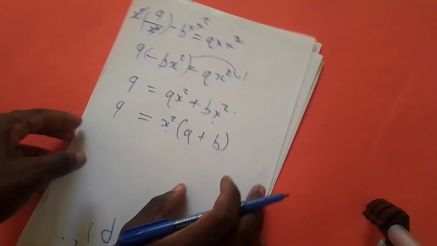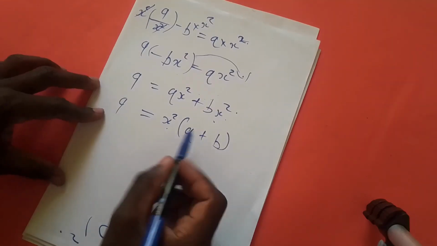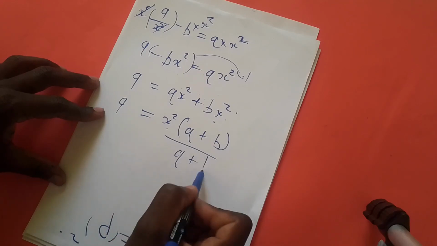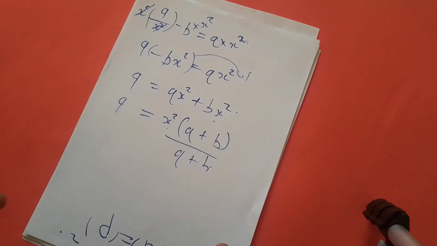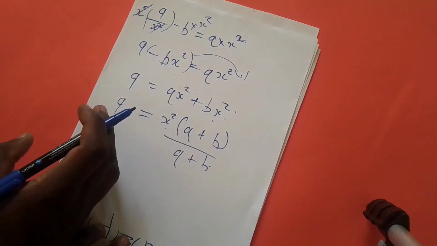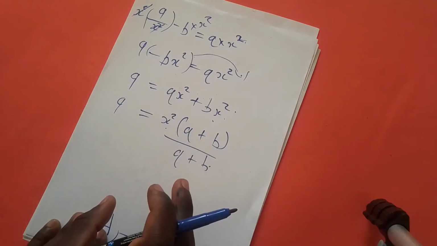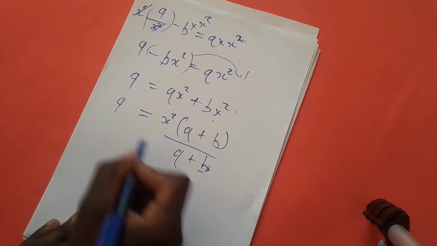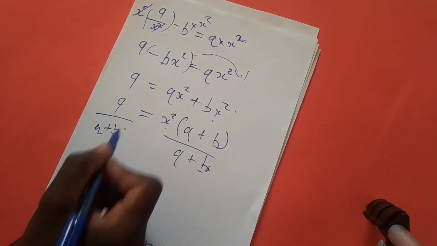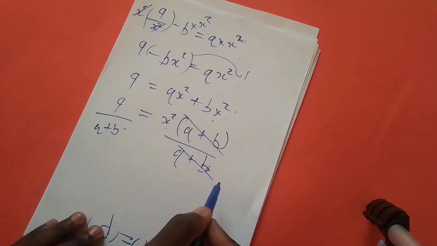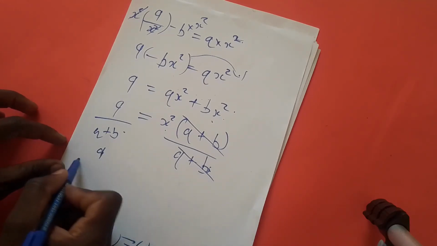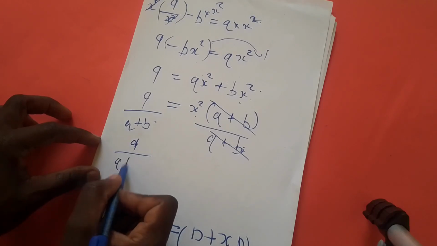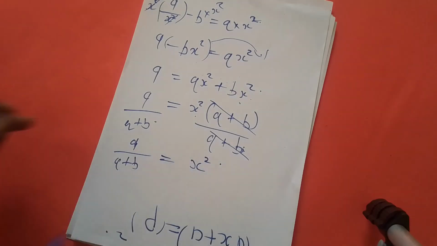So at this point, you are almost finished, right? You divide both sides by q plus b. What you do to the right hand side, you do to the left hand side, right? So we are now dividing everything in the equation with what's in the bracket, which is q plus b. So q plus b will cancel out q plus b, leaving us with 9 over q plus b equal to x squared, right? At this point, x is almost the subject of the formula.